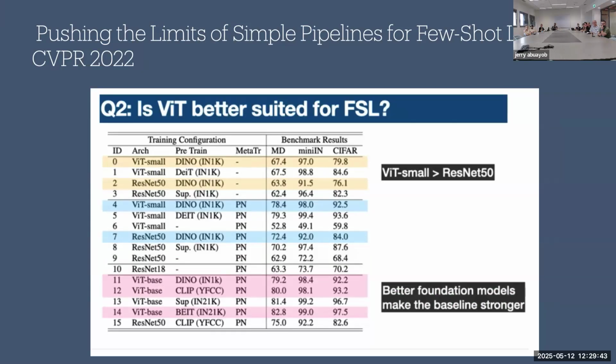And the second question to be posed is: are vision transformers better suited for few-shot learning? And here they check two different vision transformer networks. There's the vision transformer small and the base, which is a larger network. And we can say that ViT small is much better than ResNet 50, and even larger vision transformers are better with suited pre-training. So yes, the backbones do make a difference in our setting.